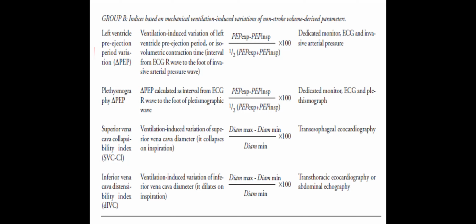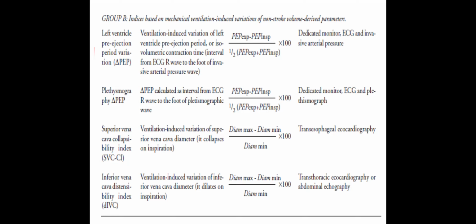That is by virtue of the fact that the SVC lies within the intrathoracic cavity, and because of its anatomical position, the ventilation or inspiration induced positive intrapleural pressure is conducted to the SVC, which collapses under the influence of inspiration, and the greater the collapse, the greater is the predictive value of fluid responsiveness. Diameter max minus diameter min divided by diameter min multiplied by 100, and you need a transesophageal echo for that. We will be discussing all these again one by one.